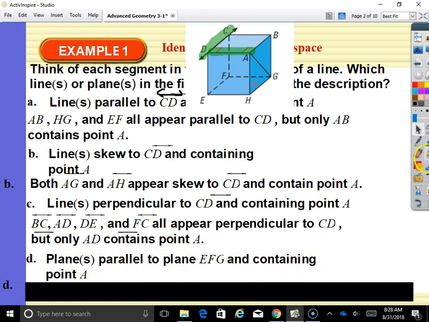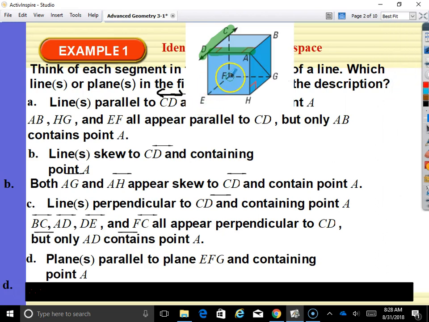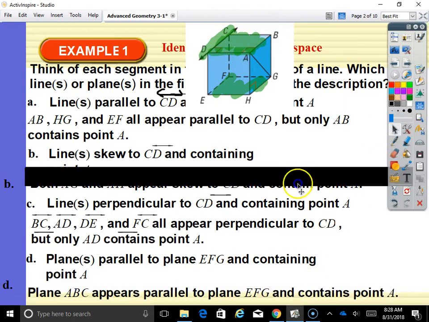Planes parallel to plane EFG containing point A. Where's EFG? EFG, the floor. What planes are parallel to the floor? The ceiling. Plane DAB or ABC, however you want to name it. Pick three of the four letters.